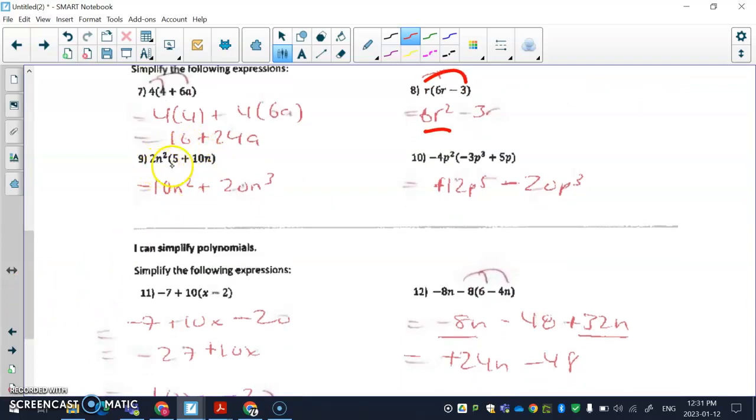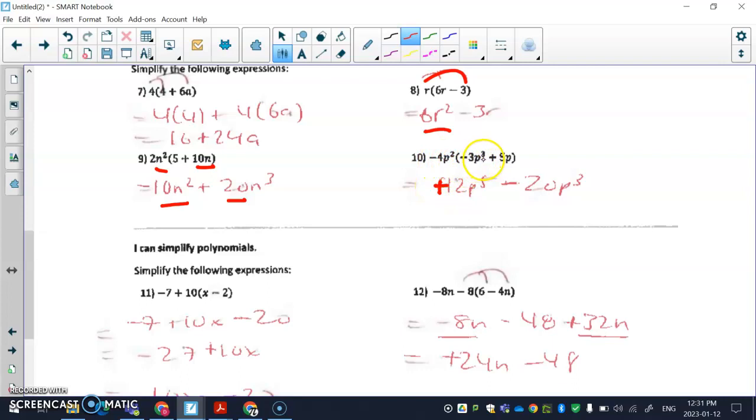And the same thing for the next two. You're going to multiply 2n squared times 5 to get 10n squared. You're going to multiply 2n squared times 10n. So 2 times 10 is 20. n times n squared is n cubed. And same with this. You just got to be careful with your signs here. So my writing's not the best, but minus 4 times minus 3 is going to be plus 12.